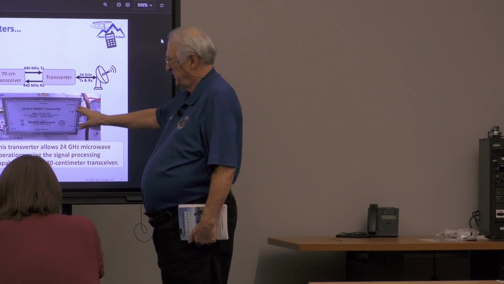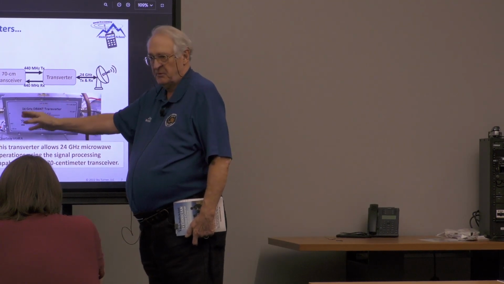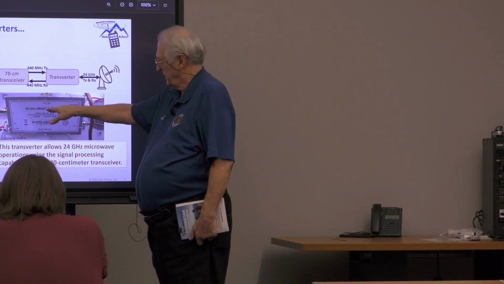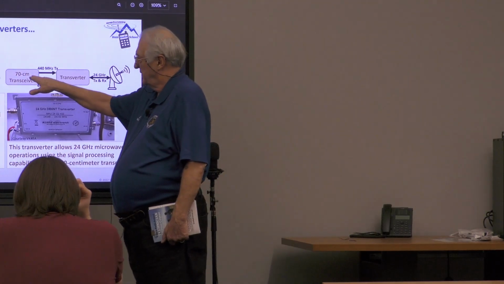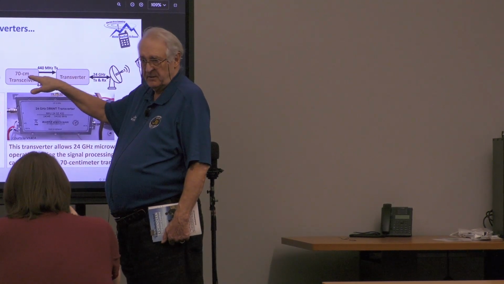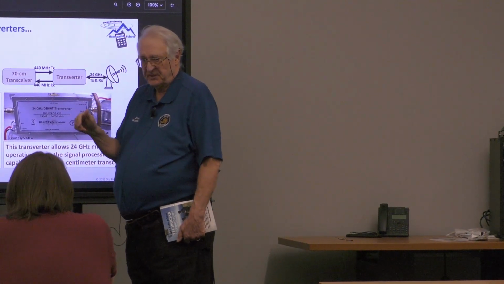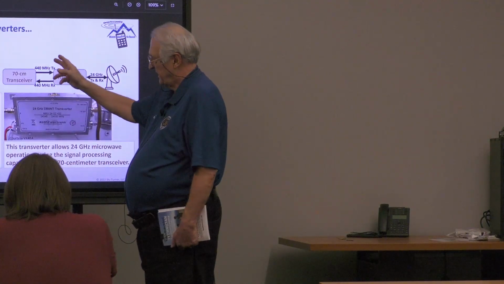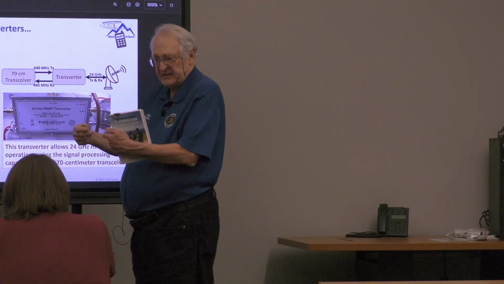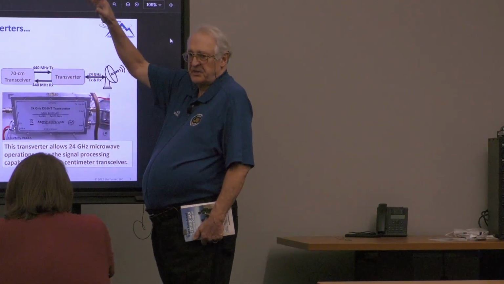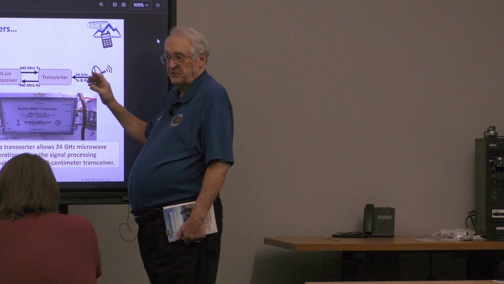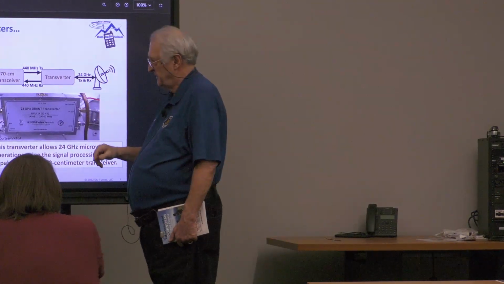And this transverter then is a mixer in a box. It will mix the 24 gigahertz frequency down to 440 megahertz frequencies that you can listen to. A lot of radios will have transverter outputs on them, and that's what they're there for. They're allowing you to use much higher frequencies. They're commonly used to work some of the satellite frequencies too.